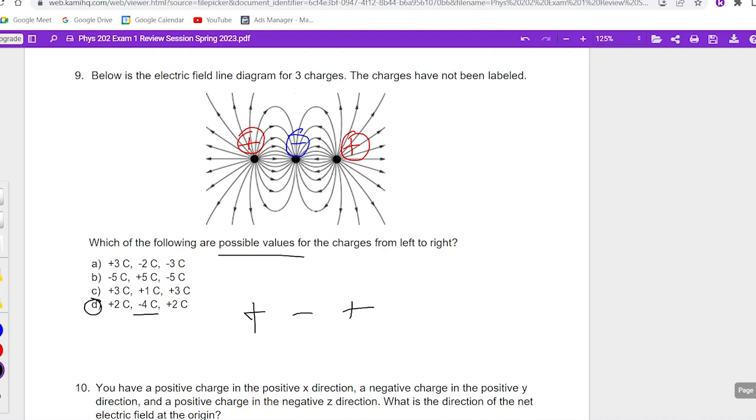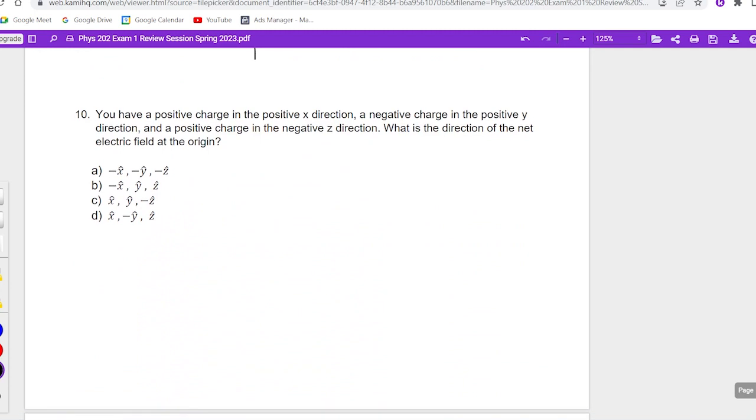Any questions on that one? Okay. Number 10 is a tricky one, but one related to one I saw in the practice exam. You have a positive charge in the positive x direction, a negative charge in the positive y direction, and a positive charge in the negative z direction. Isn't that confusing? What is the direction of the net electric field at the origin?